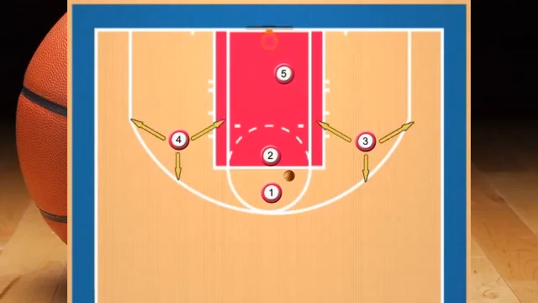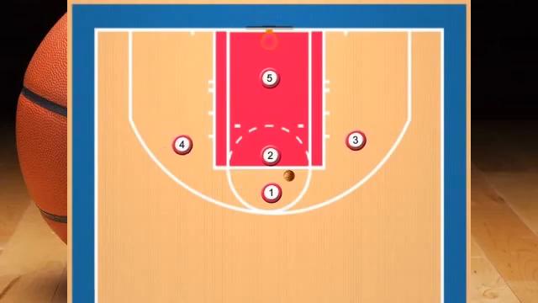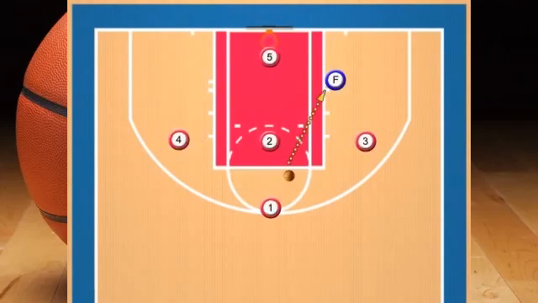5. Easy to prepare for the opposition. There are only a couple of ways to attack the 1-3-1 zone defense. Most teams will go to a 2-1-2 offense. Your team will know what to expect and how to defend the limited variations.